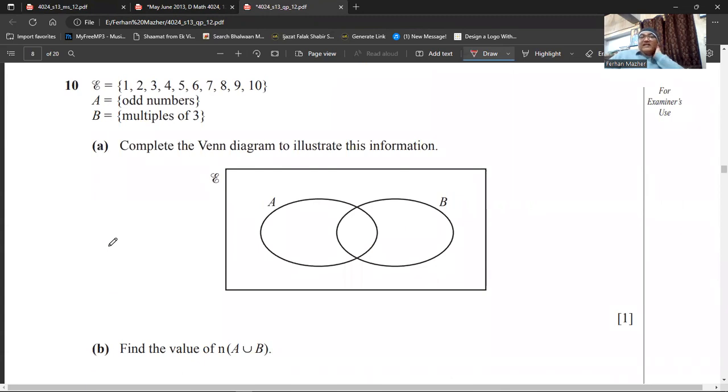Okay, the next is question number 10. He says the universal set is 1, 2, 3, 4, 5, 6, 7, 8, 9, and 10. A is the odd numbers, and B is the multiples of 3. Multiples of 3 from this universal set will be 3, 6, and 9. And the odd numbers from here will be 1, 3, 5, 7, and 9. You see, the overlapping portion between the odd numbers and the multiples of 3 will be 3 and 9.